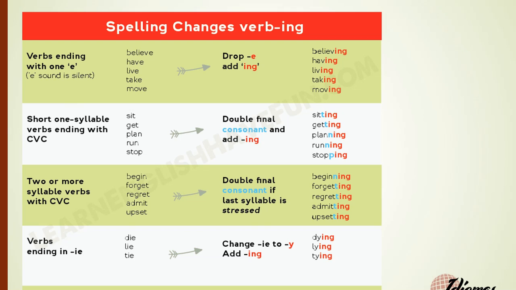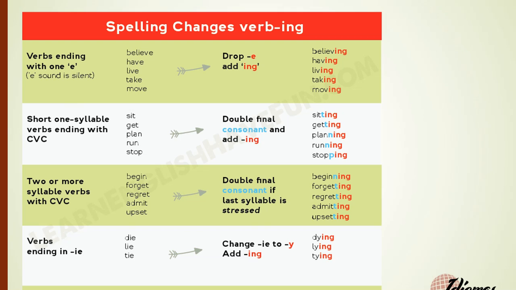Move, moving. When you have a verb that only has one syllable and you see that this syllable has this combination, consonant, vowel, and consonant, the last consonant must be doubled, and then you have to add ing. So in the first one, you have the word sit, and you can see that there is a vowel between two consonants. In this case, the letter T is doubled, and then you add ing. Sit, sitting. Other examples are get, getting, plan, planning, run, running, stop, stopping.